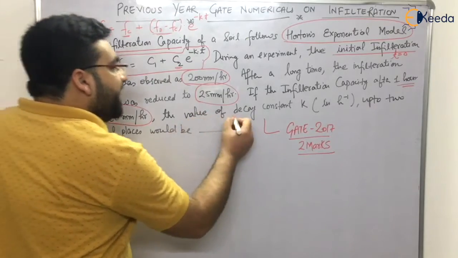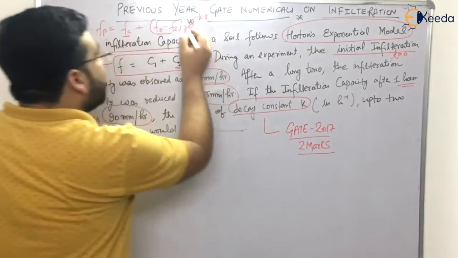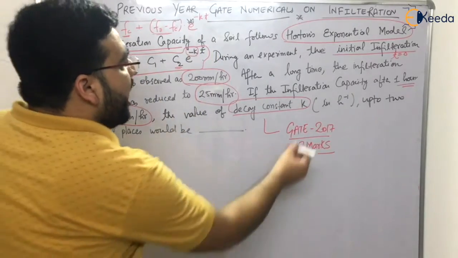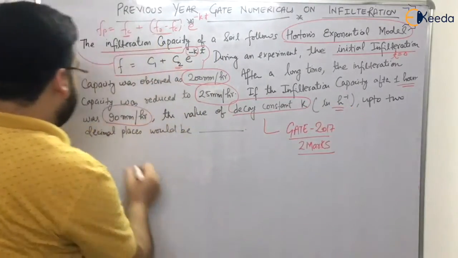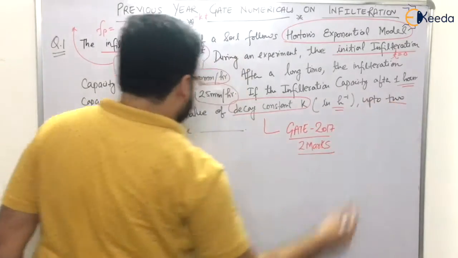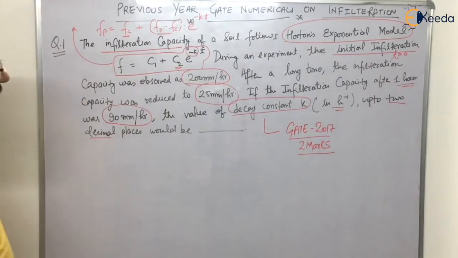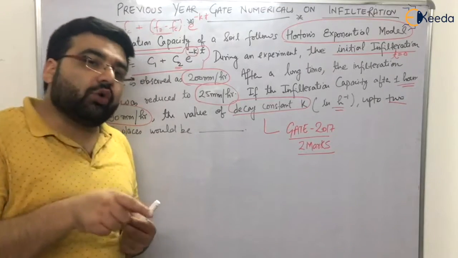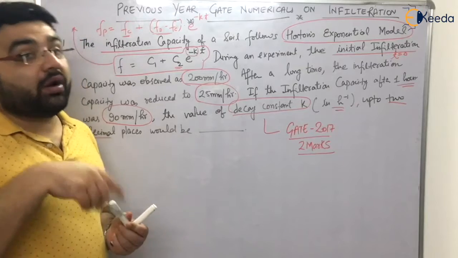the value of the decay coefficient, so we have to get the value of this K, in per hour up to 2 decimal places. So this is a very straightforward numerical. You will be able to answer if you know what is f0 and what is fc.